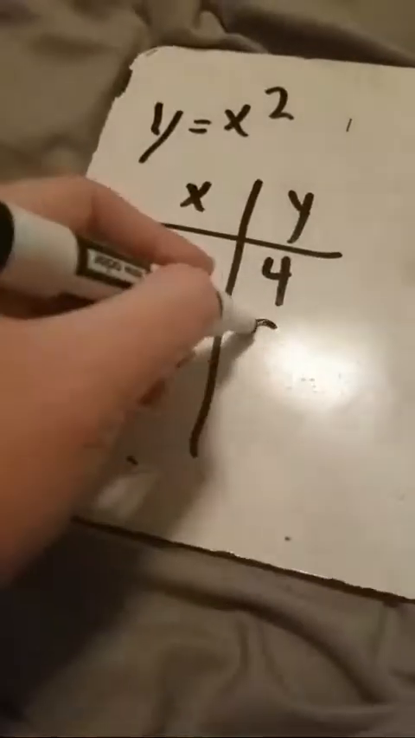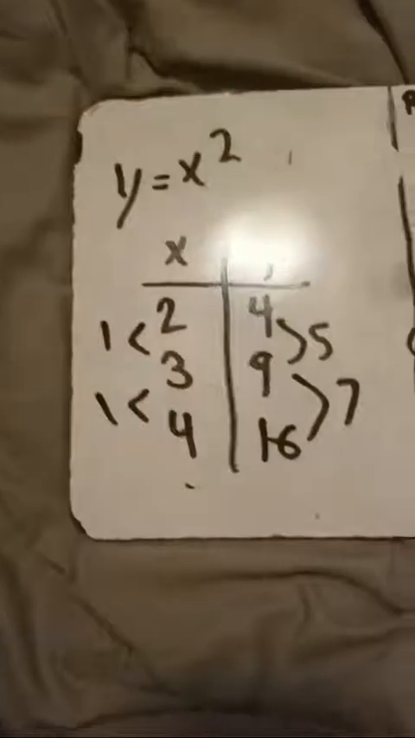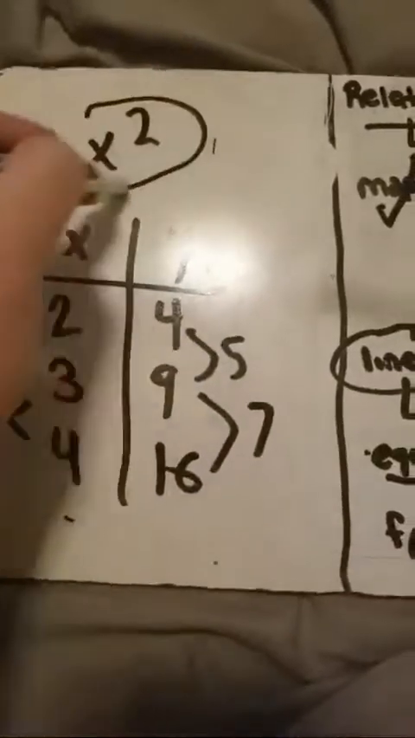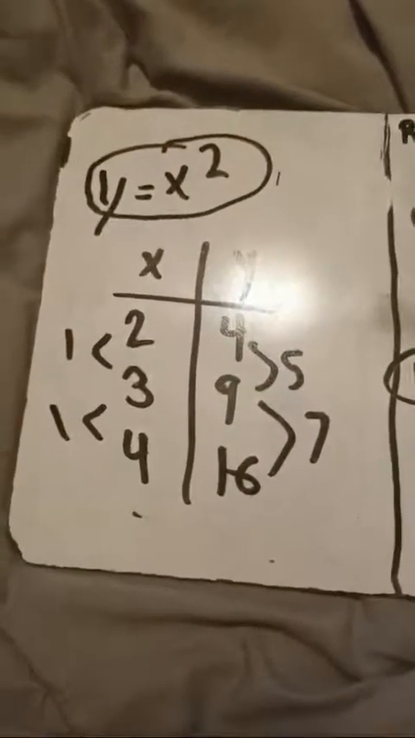We can have functions that are nonlinear, which means that when given a table, there's not a constant rate of change. So if I have y equals x squared and I make a table out of this, I can prove to you that it's not linear. So 2 squared is 4, 3 is 9, 4 is 16. Well, this is changing by 1. This is changing by 5. This is changing by 7. Like, that doesn't make sense. So that's not linear. So if there's an exponent, it's not linear. It's a function, but it's not linear.